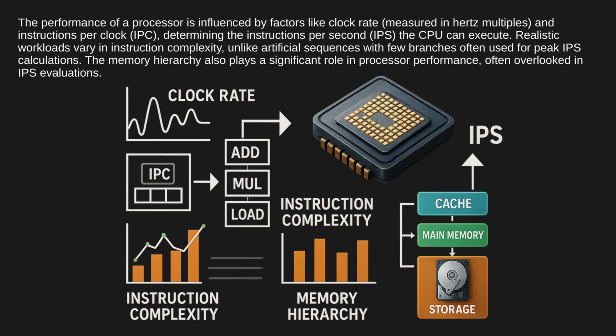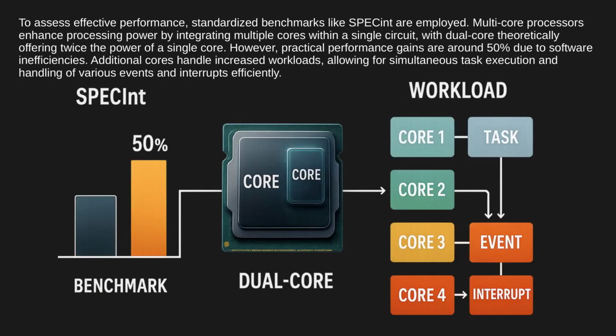The performance of a processor is influenced by factors like clock rate, measured in Hertz multiples, and instructions per clock, IPC, determining the instructions per second, IPS, the CPU can execute. Realistic workloads vary in instruction complexity, unlike artificial sequences with few branches, often used for peak IPS calculations. The memory hierarchy also plays a significant role in processor performance, often overlooked in IPS evaluations. To assess effective performance, standardized benchmarks like SpecInt are employed.